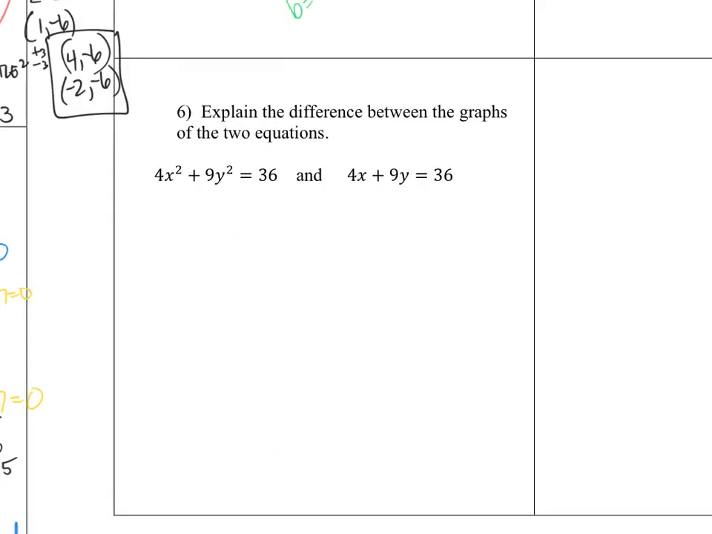Okay, for number 6 and 7, they want us to look at some differences, and number 7 wants us to find some similarities between the graphs and the equations. So when I look at this one right away, I notice that all the numbers and everything is exactly the same, except that I have these power 2. That right away is telling me that I have an ellipse or a circle.